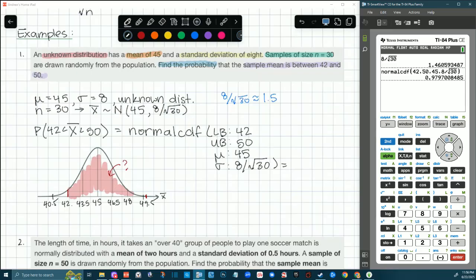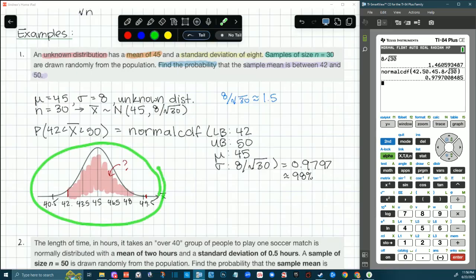And we get 0.9797, which is approximately 98%. And looking at my picture, that checks out. I can see that that shaded area is most of the curve, and that I ended up with something close to but not quite 100% makes sense. Let's go ahead and try another one.